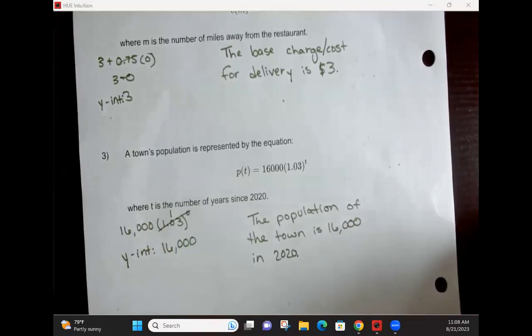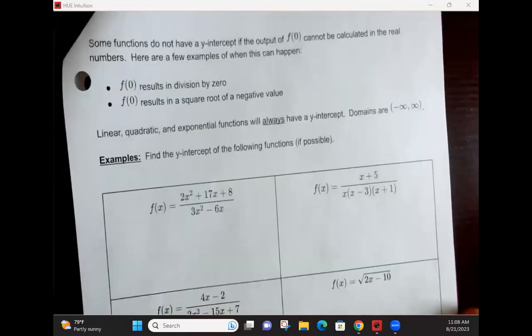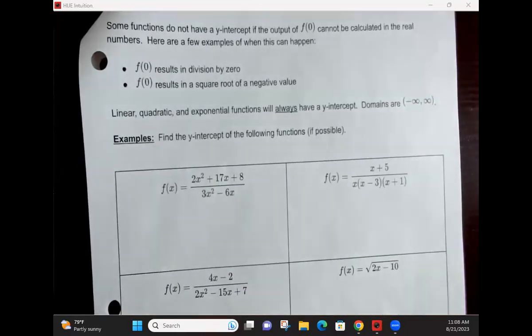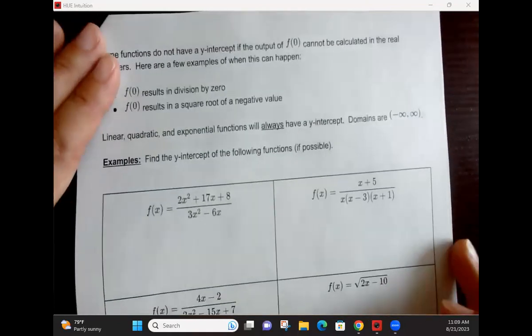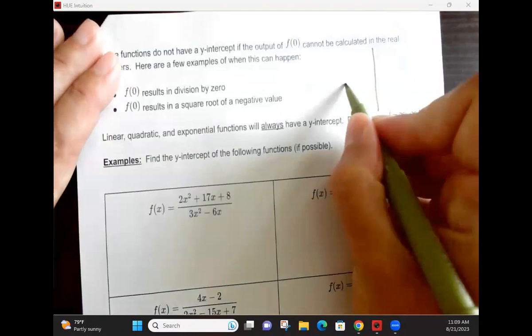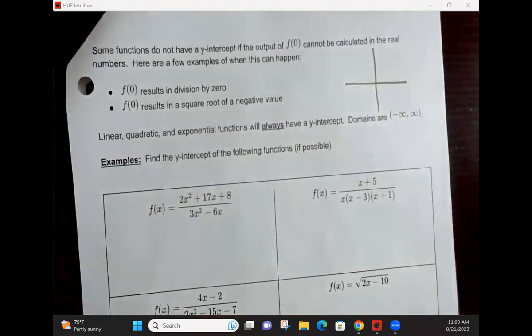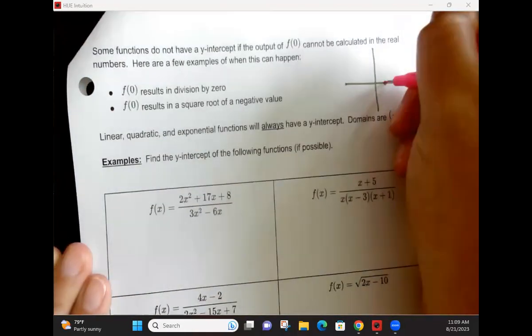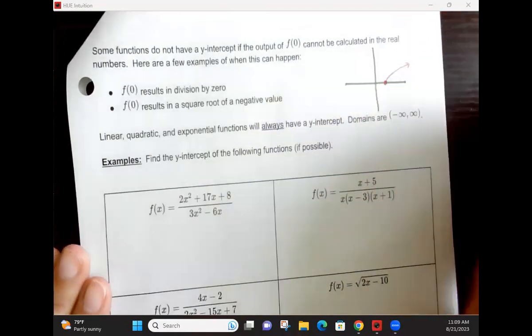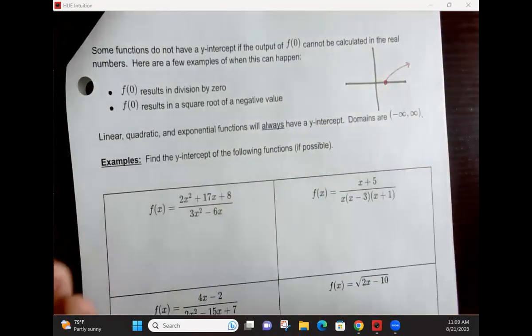Okay, on the next page for me. Last thing for today. Every example that we've seen so far has had a y-intercept. That's because I picked examples for us to start with that had y-intercepts. But that won't always be the case. We will see functions that do not have y-intercepts. If I sketch a little graph here, that might be something like a square root function, where maybe that terminal point, that end point, is in front of the y-axis.